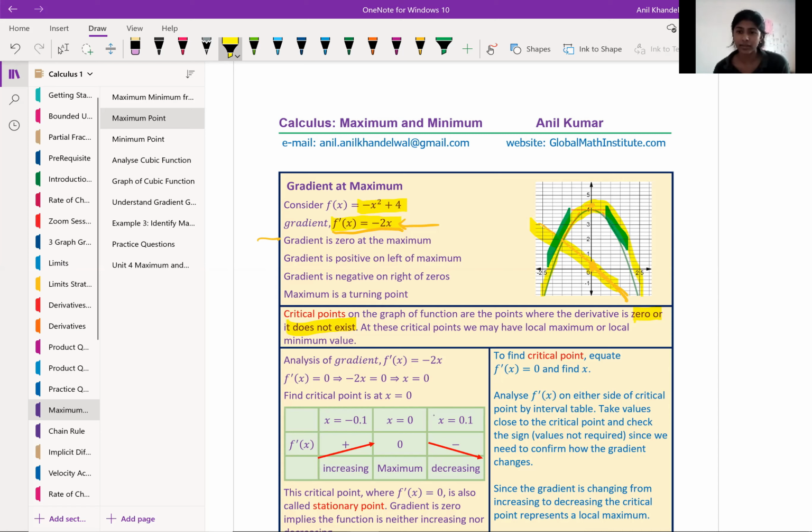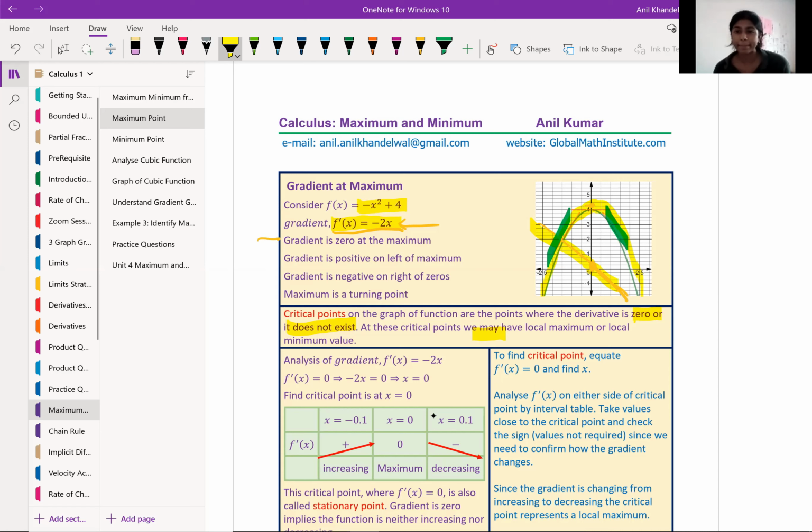Because it tells you exactly that there has to be or there may be a maximum or a minimum, right? And we know at that point the gradient is not 0. So it is not a stationary point. At a stationary point, the gradient should be 0. So that is the difference between stationary points and critical points, correct? So at these critical points, we may have a local maximum or a local minimum. Now, the important thing is we may have, not necessarily. If the gradient is 0, it doesn't necessarily mean that there will be a maximum or minimum.